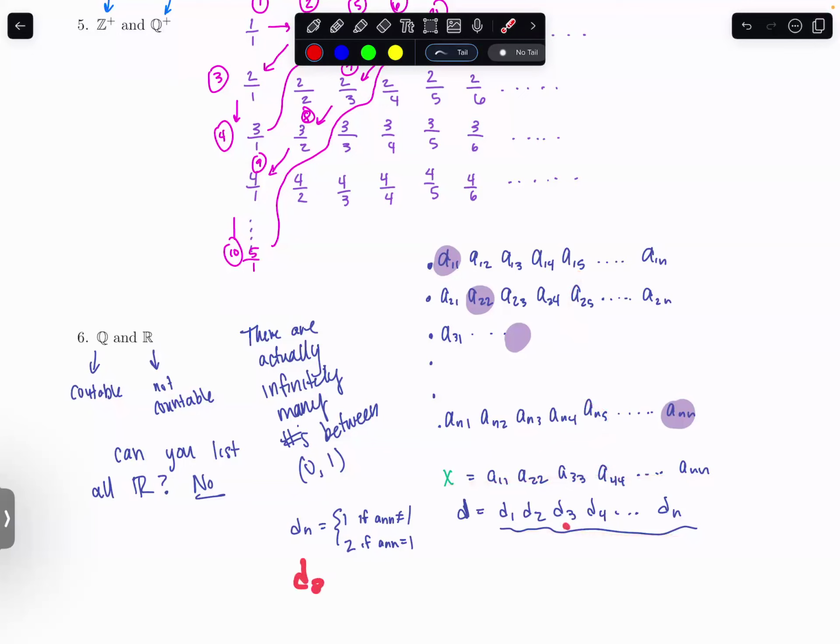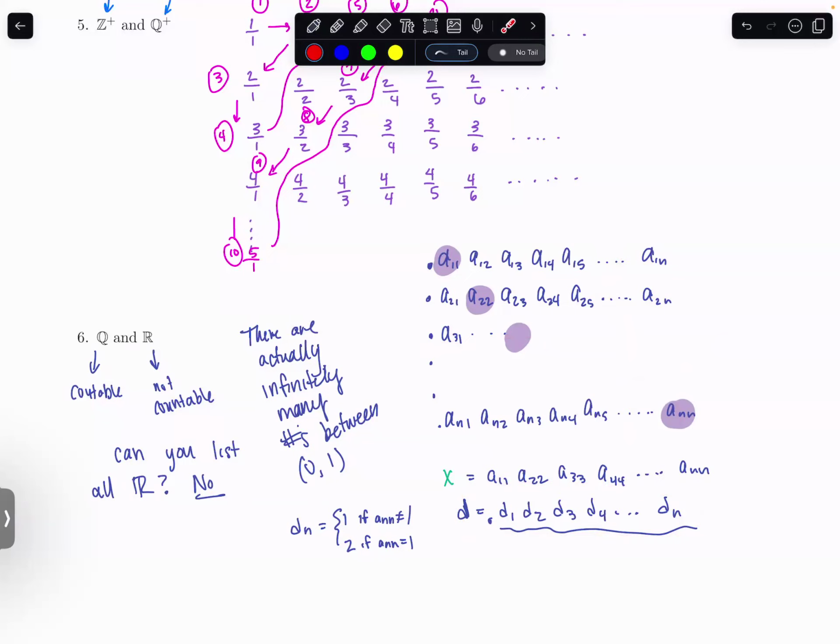So if we're looking at D3, if it was 1, we're changing it to 2. If it wasn't 1, we're changing it to 1. So this number D will be different than this third entry number at least in this spot. And if you change the fourth one, then this number D, which is a decimal, will be different than the fourth entry in our list at least in that spot. So this D is different than all of these numbers in at least one entry in the decimal.